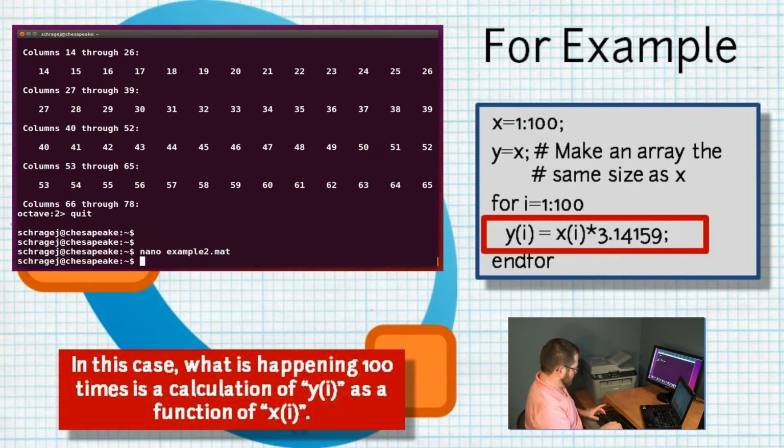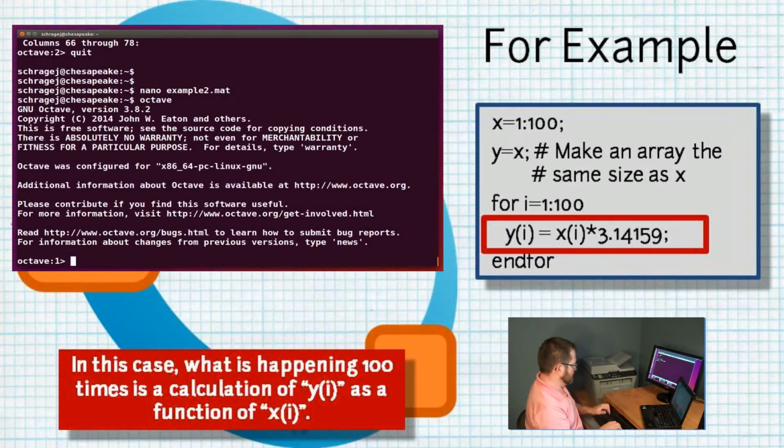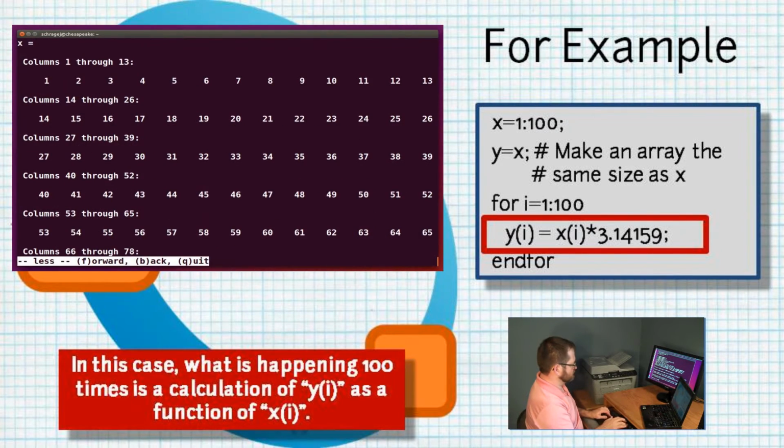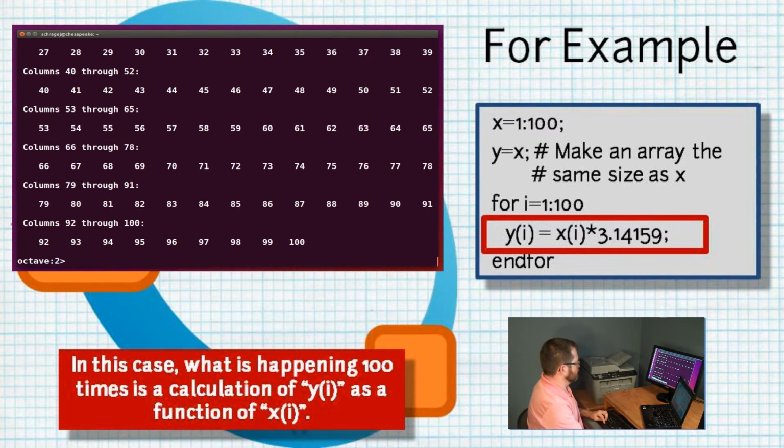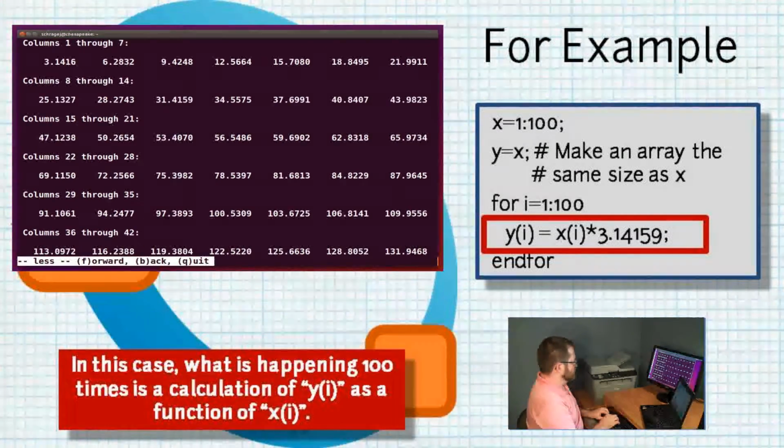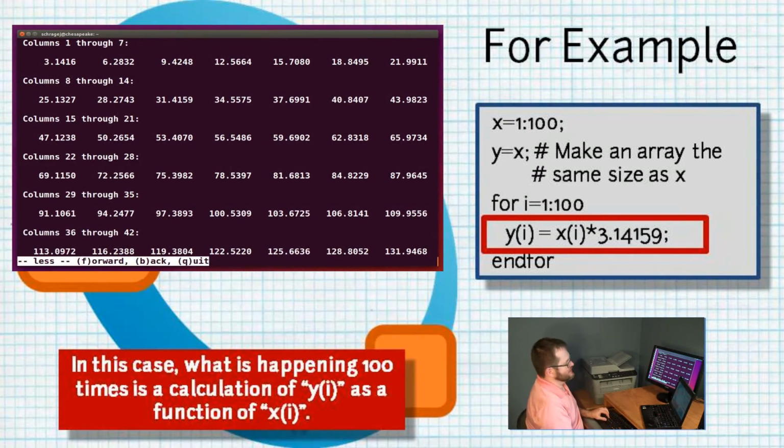Let's go ahead and run this little program. Control X, save buffer, yes, write it. Go back into Octave and say run example2.mat. And okay, here's all our values of x, and now here's our values of y. What happened here? Oh, I know why. Okay, but if I actually display the values of y, you now see that y is equal to x times pi. What actually happened here?